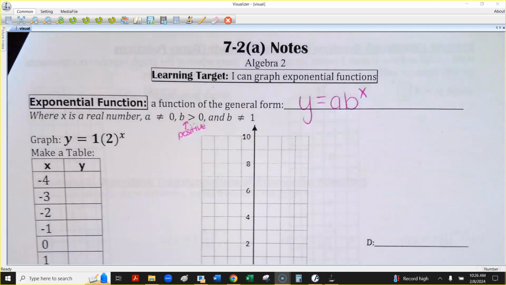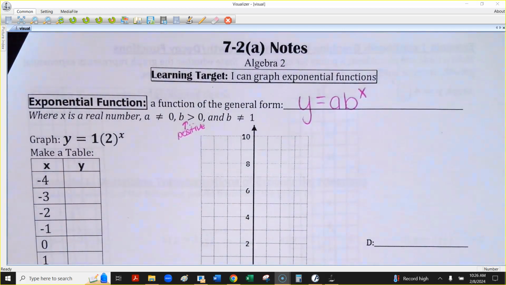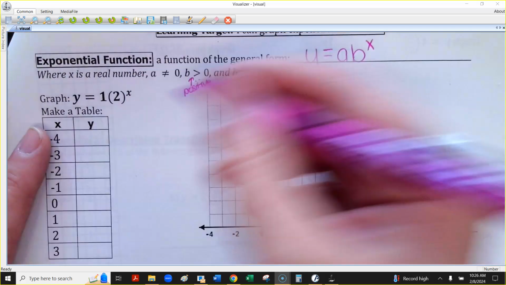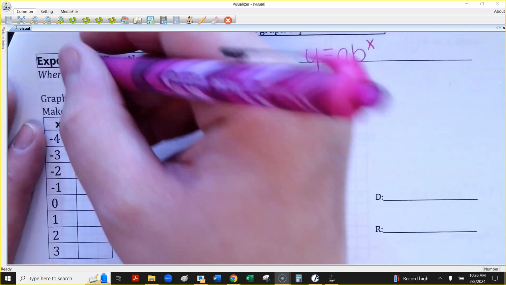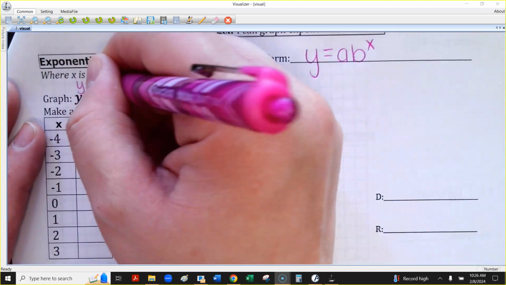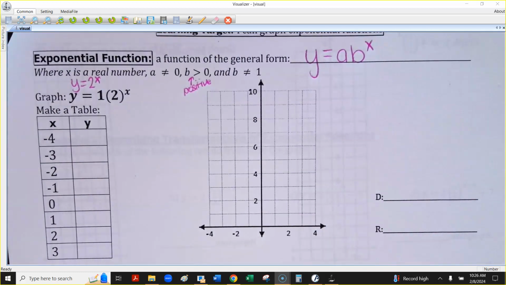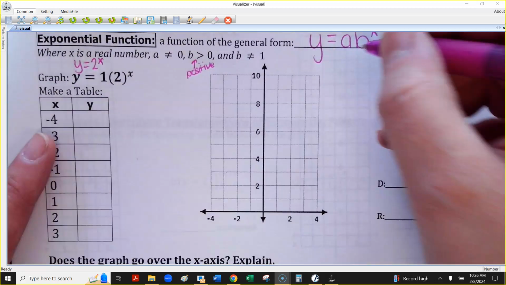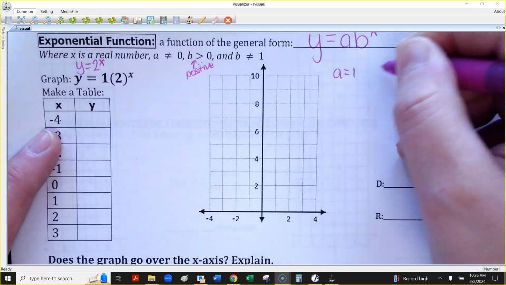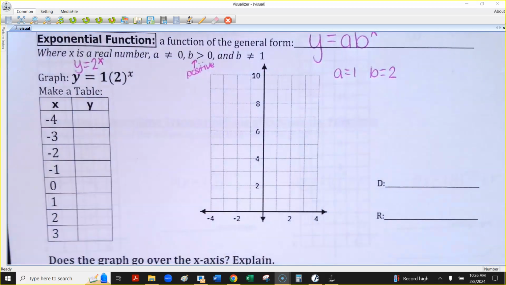Now, typically, if you guys saw this equation, they would not write it in the format that I just wrote it. They would write it as just y equals 2 to the x. I put the 1 in front of it just to let you know that there is an a value here. So for this question, the a value is 1 and the b value is 2.